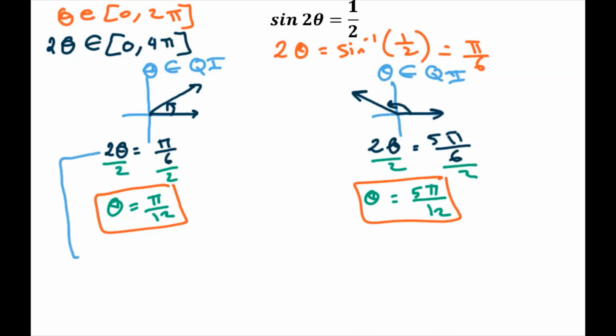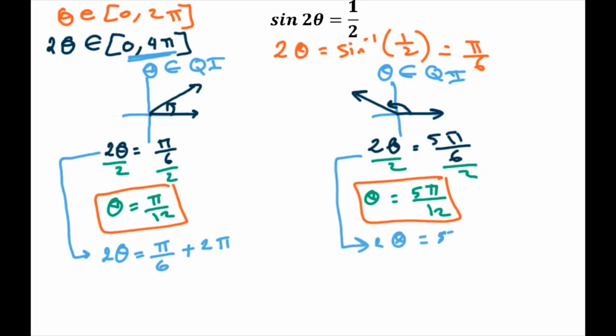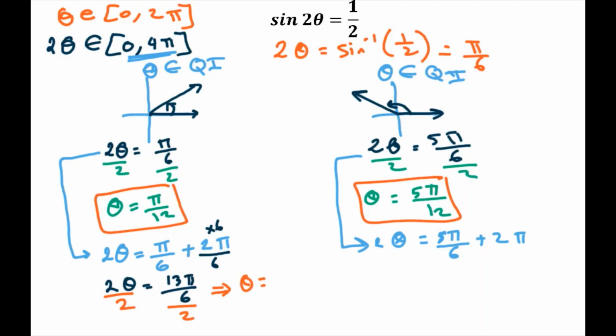Now what about the other ones? Well, the other ones, I'm going to go here and add 2 pi. Again, I'm adding 2 pi. I'm not subtracting 2 pi because we are talking about the positive side. Same here. 5 pi over 6 plus 2 pi. And then you do the calculation. I'm going to have 6 down, so I will multiply by 6. 12 plus 1 is 13 pi, so 2 theta equal 13 pi over 6. And then you will divide both by 2. So theta is equal to 13 pi over 12. So that's my third solution.